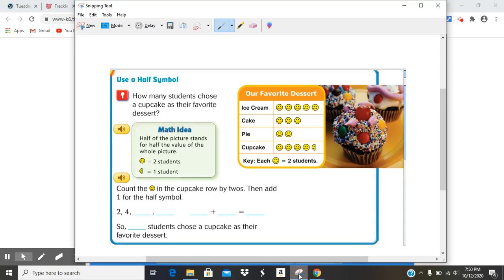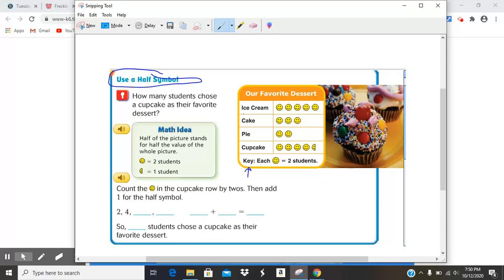Okay, this picture graph has got a little bit something extra in it. If we look up here, we see where it says use a half symbol. And we see that down here in our key. Remember we talked about in the other video how important a key is in our picture graph.